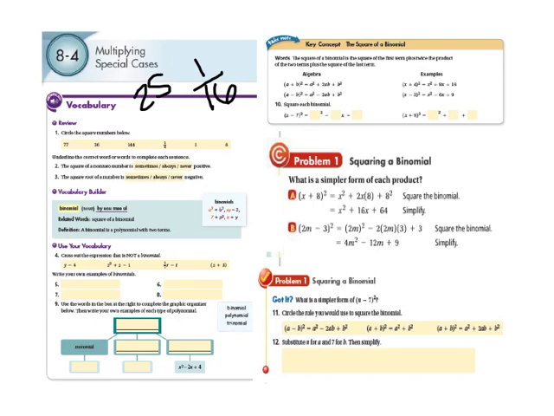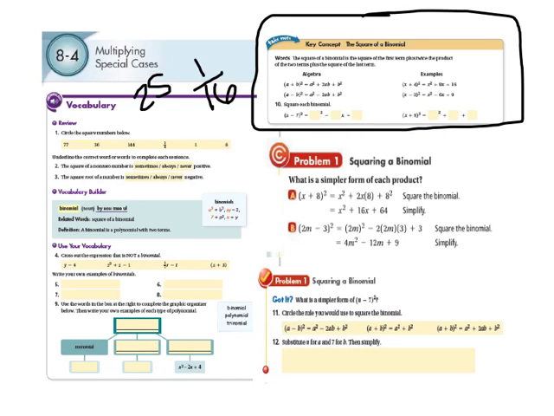So I'm going to leave this left side for you guys to fill out. If you have questions on it, you can ask me during class. But what I want to talk to you about is this key concept right here. This is a shortcut for squaring binomials.